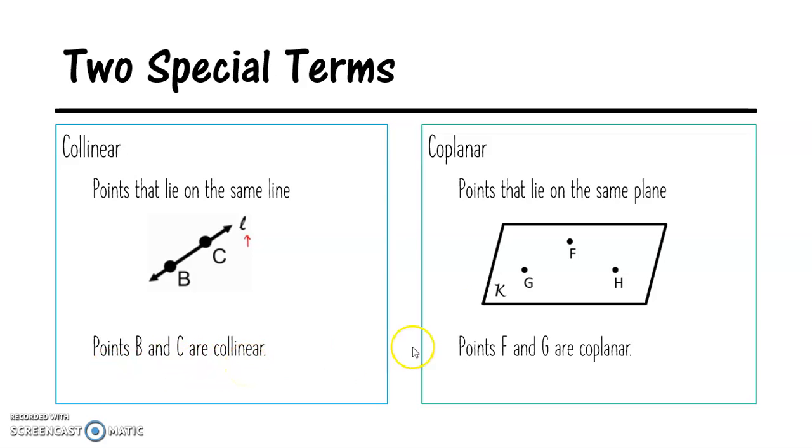Next, we have coplanar. These are points that lie on the same plane. So coplanar would be the points F and G, because they're on the same plane. Now you can name more than 2 points, you can name just 2 points, it doesn't really matter, but because they're on the same plane, we call them coplanar. You could even have coplanar lines, and you can have other objects that are also coplanar. Let's take a look at an example next.